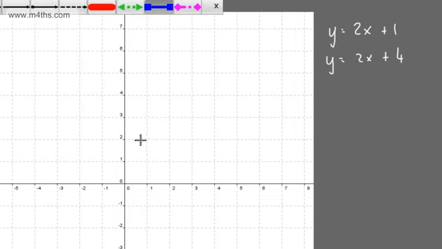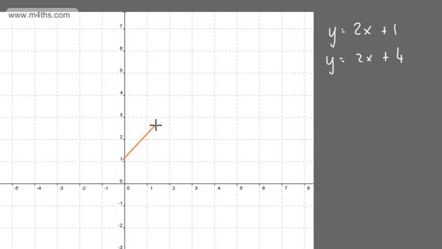So for example, this one is going to be 2x plus 1. So let's put that on there. That's going to look, give or take, like so. So let's get it there. And then what we'd have is the following. So we'll do that. That's y is equal to 2x plus 1. So it's got a gradient of 2. It goes up 2 for every one it goes across, and it goes through the point 1.